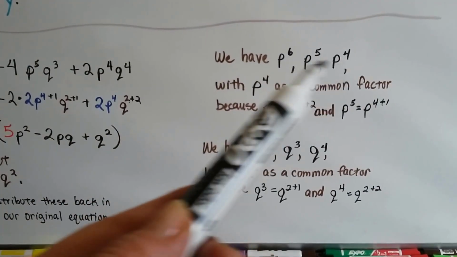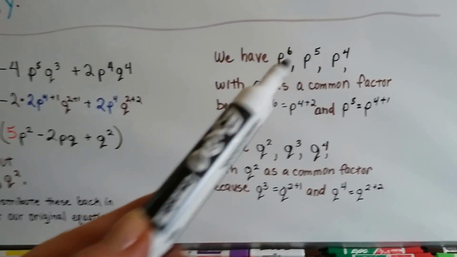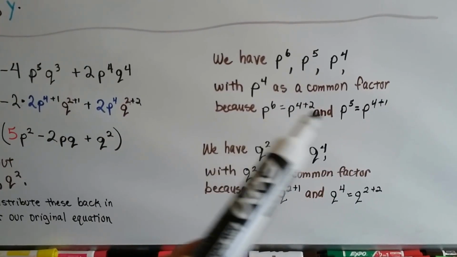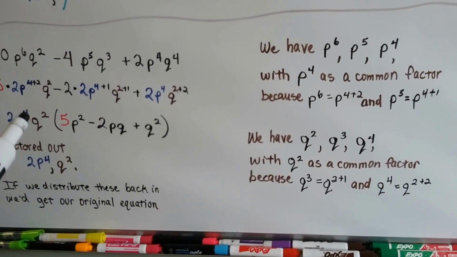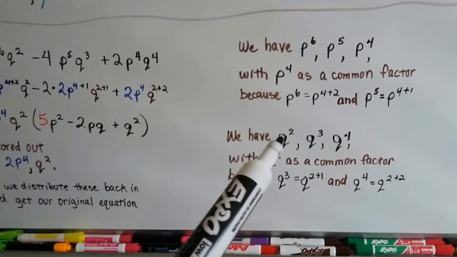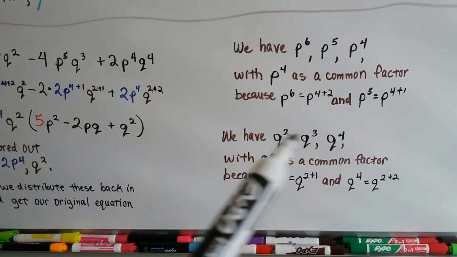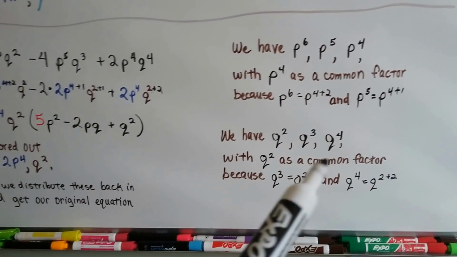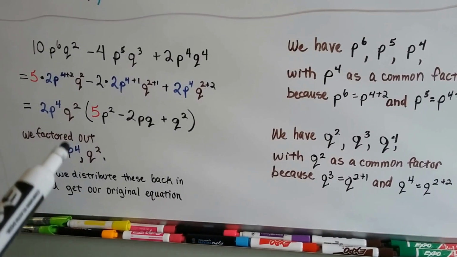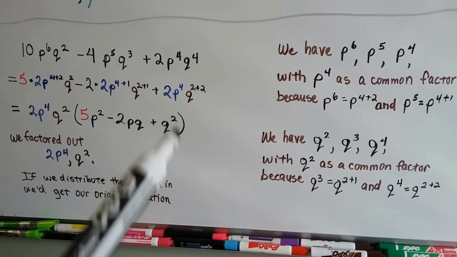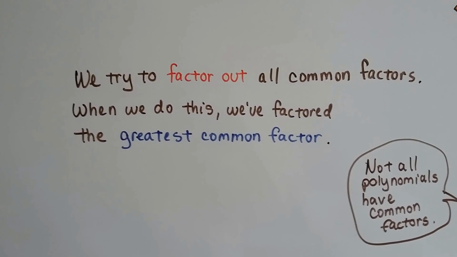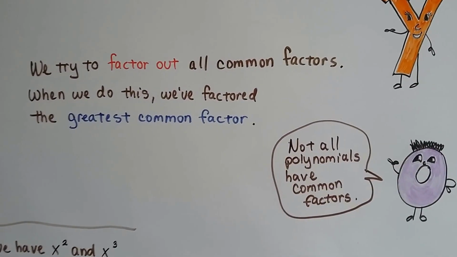So we looked at the p exponents, found the smallest one, and then did p to the 6 as a 4 plus 2 and the p to the 5 as a 4 plus 1, so we could pull the p to the fourth out. See? We did the same thing for the q. The smallest one was the 2 that could fit into all of them. So q to the third is a 2 plus 1. Q to the fourth is a 2 plus 2. We were able to pull that q to the second out and then list the rest of the remaining ones. See? When we try to factor out all common factors, and when we do this, we've factored the greatest common factor. And not all polynomials have common factors, all right?